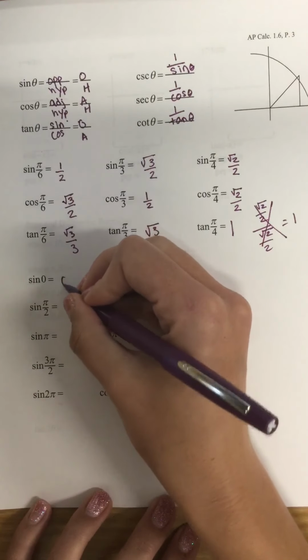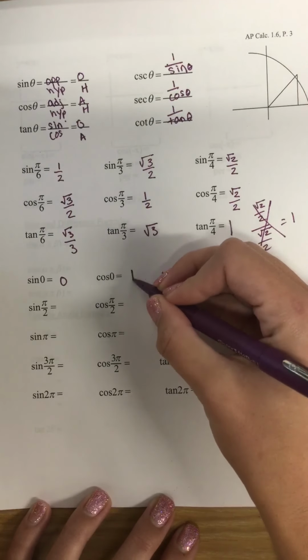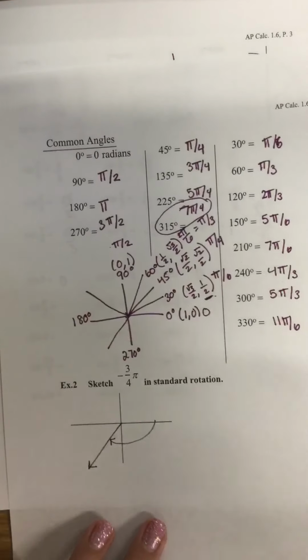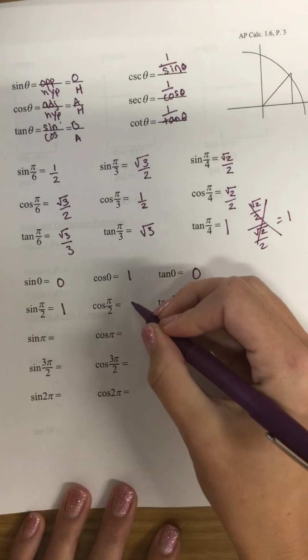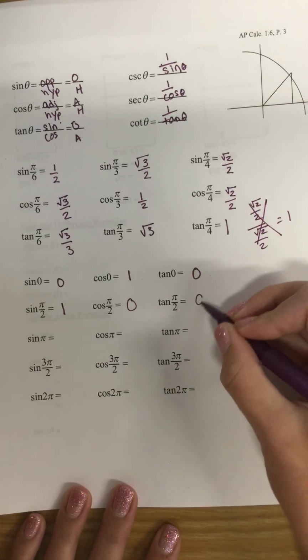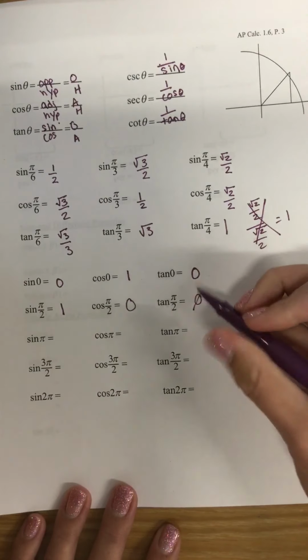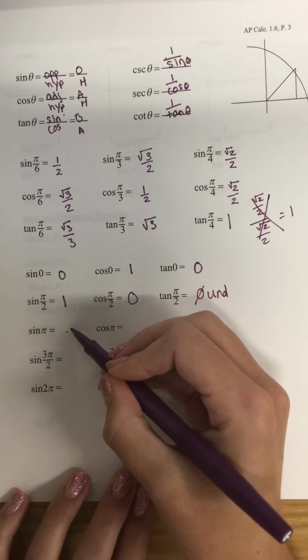Sine of 0 is 0. Cosine of 0 is 1. And tangent of 0 is 0. And again, these are just these points here on your unit circle. Sine of pi over 2 is 1. Cosine of pi over 2 is 0. Tangent of pi over 2. Can we do that? Sine over cosine, 1 over 0. We can't. That's undefined.